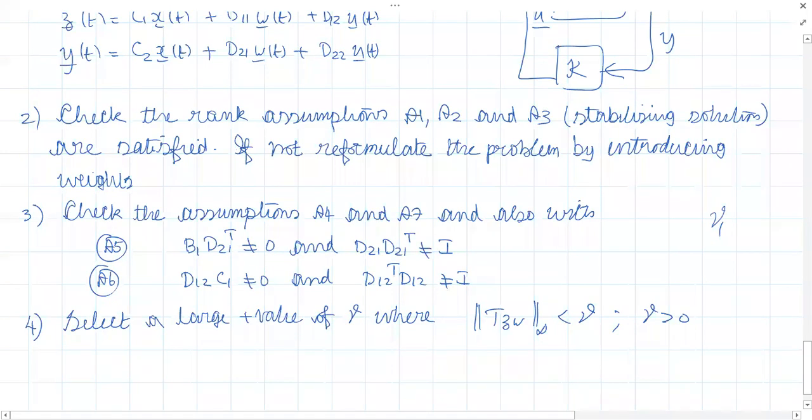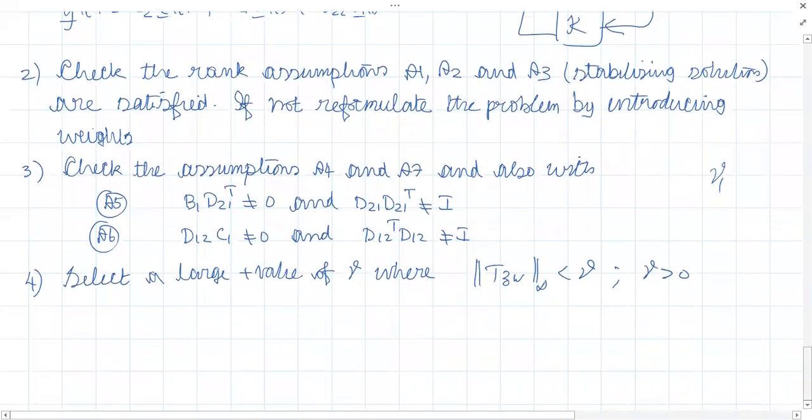Now we have to solve the algebraic equations. 5. Solve the two algebraic Riccati equations.